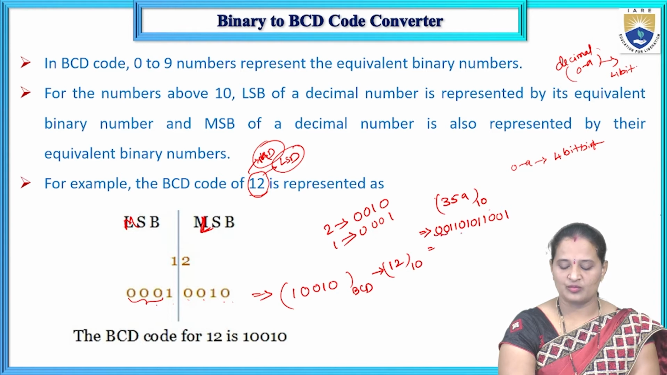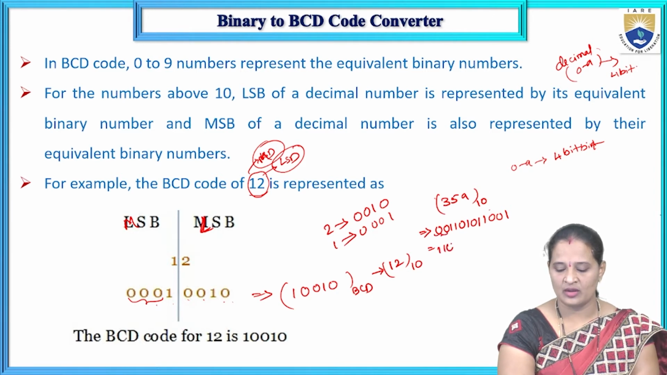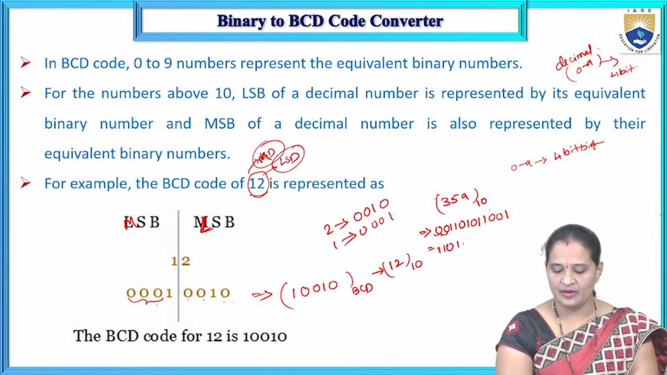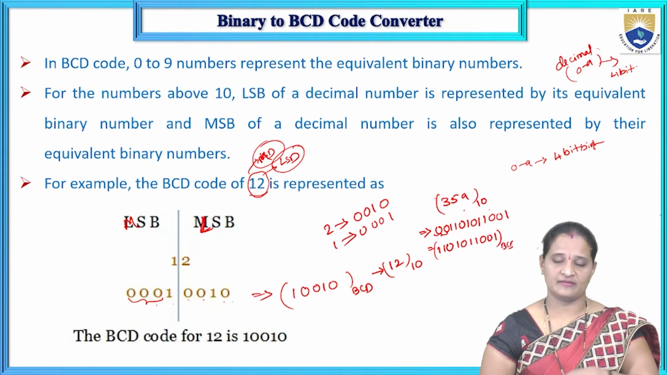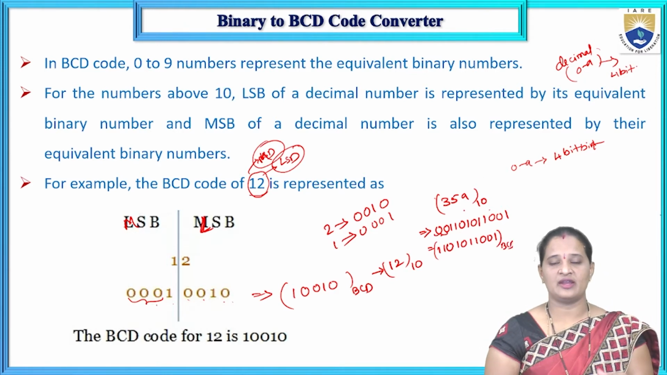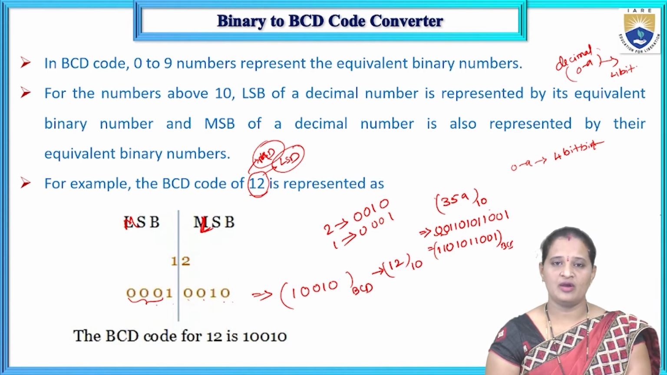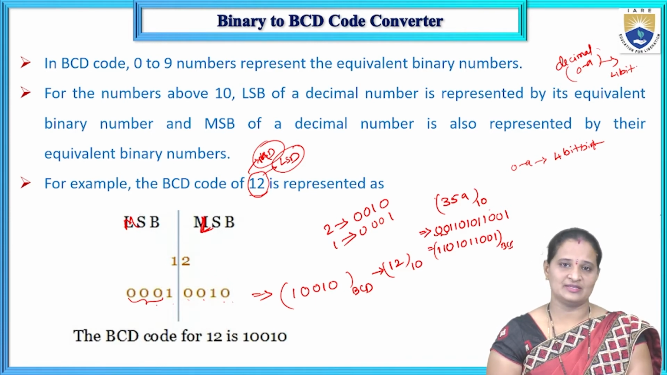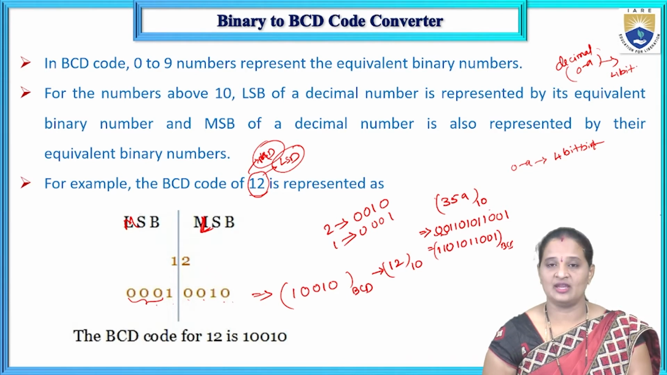So again I can remove this. So the BCD code for 359, which is a decimal number, is given by this. This is the BCD code for the given decimal number 359. So like that, we can find the BCD code for any decimal number of any number of digits, simply by replacing each digit by its 4-bit binary equivalent.